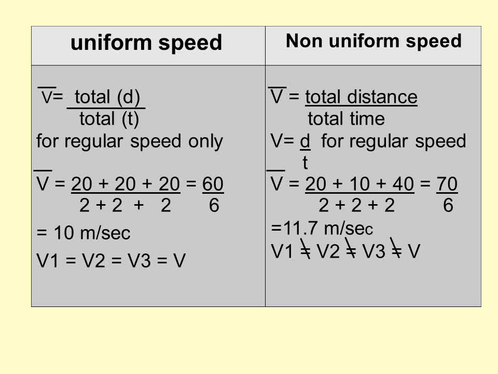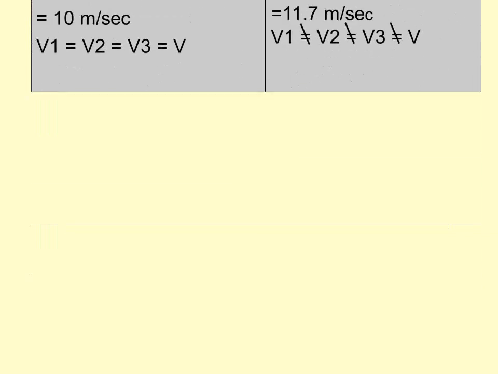Non-uniform speed means that the average speed here for an irregular body is the total 20 plus 10 plus 40 divided by 2 plus 2 plus 2. The total will be 11.7 meters per second. So v1 not equal v2 not equal v3, and none of them equals the total or average speed.